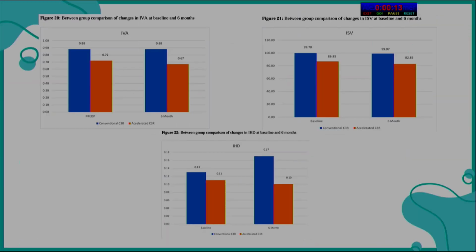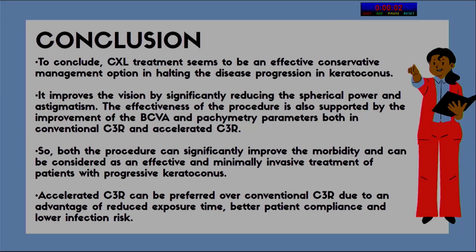But when we measured the topographic indices in the Pentacam indices, in all IVA, ISB and IHD, we definitely found more improvement in cases of accelerated collagen cross-linking. So to conclude, these two treatments seem to be effective conservative management options in halting the disease. Both procedures can significantly improve the morbidity and can be considered effective and minimally invasive treatment.